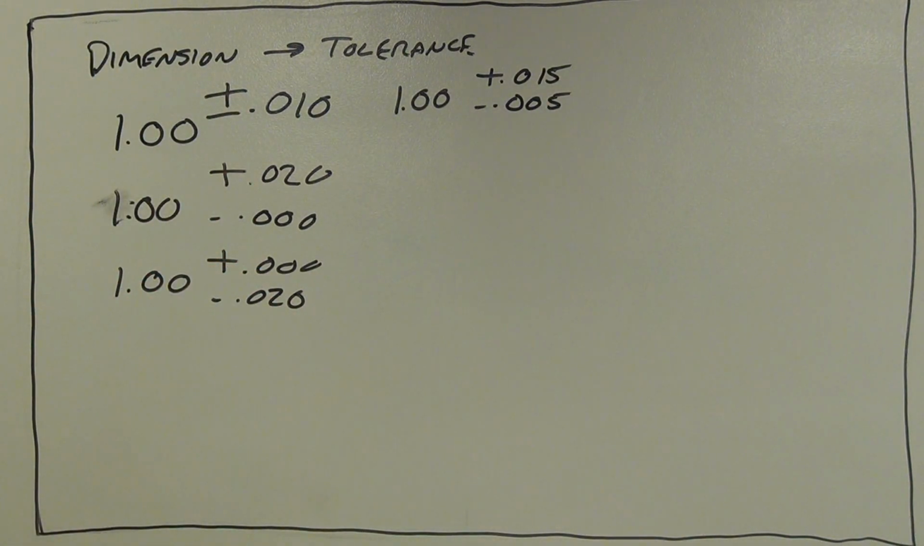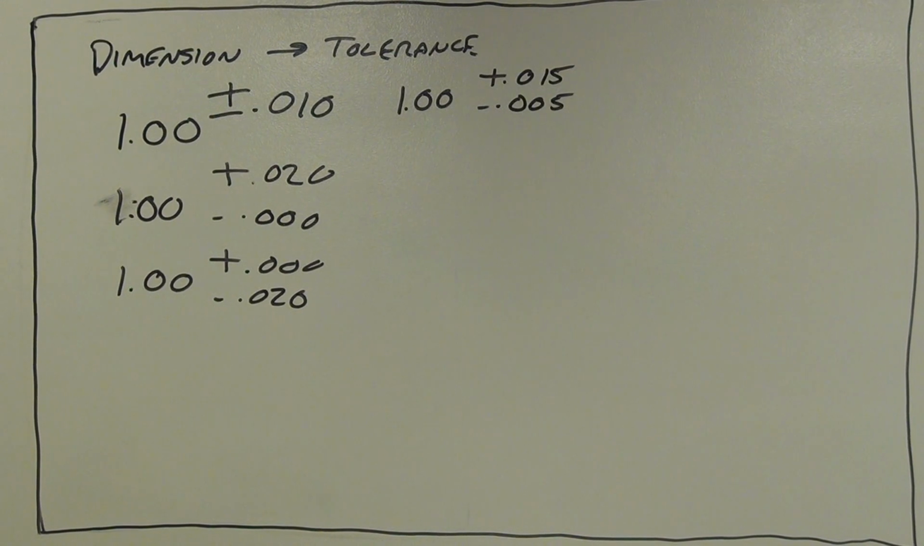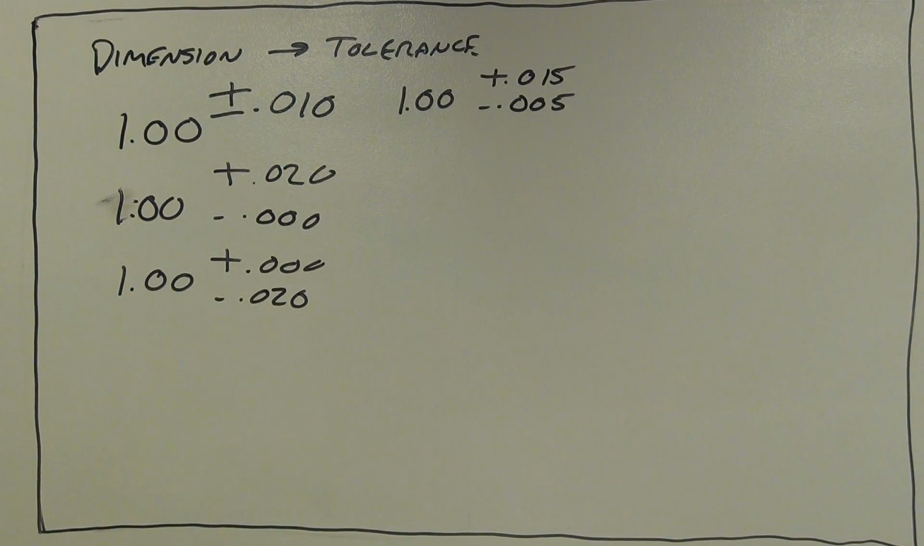Okay, so let's look at those expressions of dimension and tolerance. Now obviously it's pretty clear that the dimension intended is 1 inch. The engineer has done a good job. He's given you a reasonable tolerance of plus or minus 10 thousandths on the first instance.